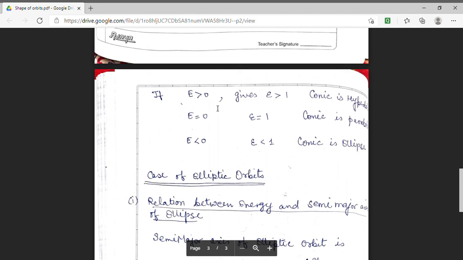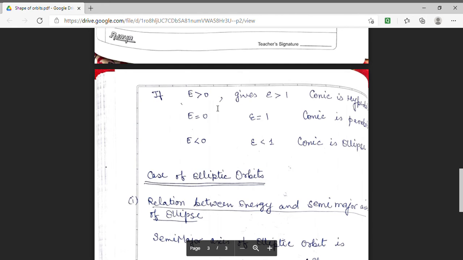So, we are considering the situation where epsilon is less than 1. That means total energy is less than 0. Motion is periodic, and in this periodic motion, the shape is elliptical. So we have a semi-major axis and a semi-minor axis of the ellipse. I am going to derive the relation between the energy and the semi-major axis of the ellipse.